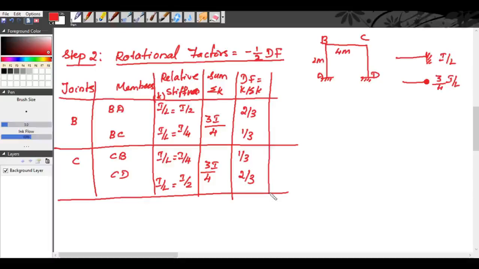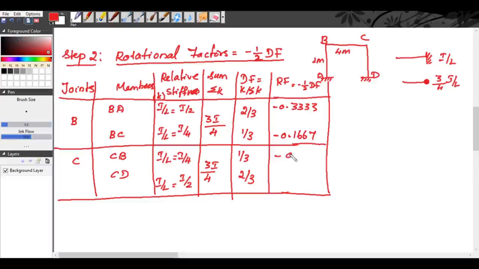Now we will find the rotational factor. So rotational factor is equal to minus half of distribution factor, minus 0.5 into the distribution factor. So 2 by 3 into minus 0.5 we get minus 0.3333, and 1 by 3 multiplied by minus 0.5 we get minus 0.1667. Here also it is minus 0.1667. So similarly we get 0.3333.